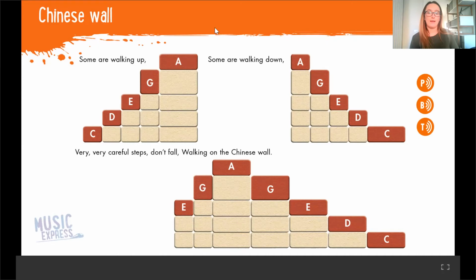So what you may want to do now is have a little go at going back through and having a go at singing along with that. You may have some instruments around your house that could form part of a pentatonic scale that you could then play along with as well.